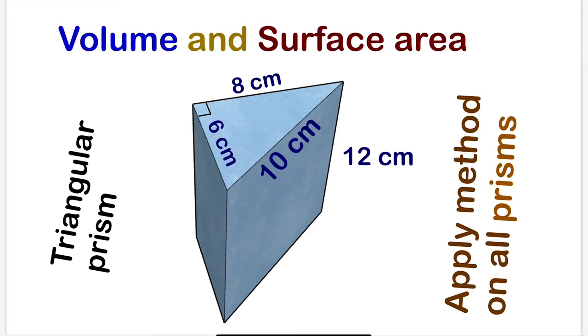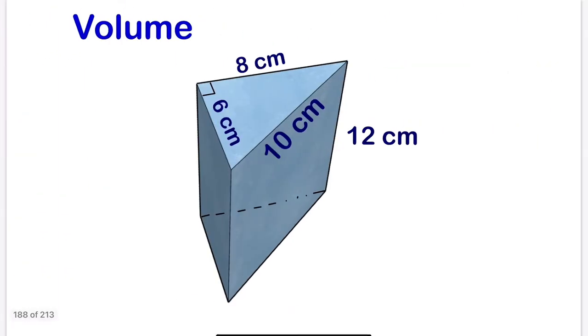So today we are going to calculate the volume and the surface area of a triangular prism. So let's get started. Normally there are various methods, but I'm going to use the easiest and the most accurate. Okay, so our first question is to calculate the volume of this triangular prism.